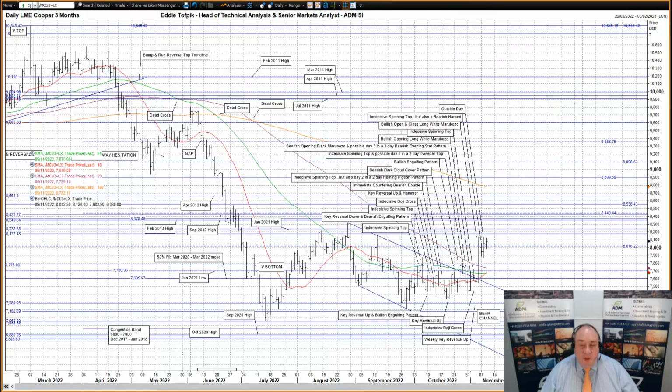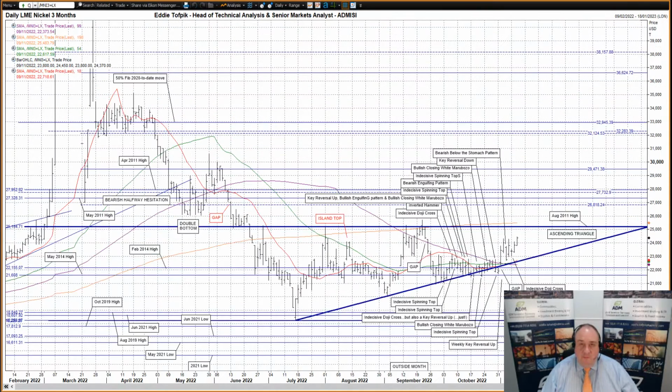Meanwhile, in LME 3-month copper, we have seen a weekly key reversal up last week that broke up and out of the late August based bear channel last Friday, closing above the medium moving average, currently at 77.39. However, there has been no follow-on higher, nor, to be honest, a pullback either. Since then, we've just sat a little under last Friday's high and the September high at 81.53.